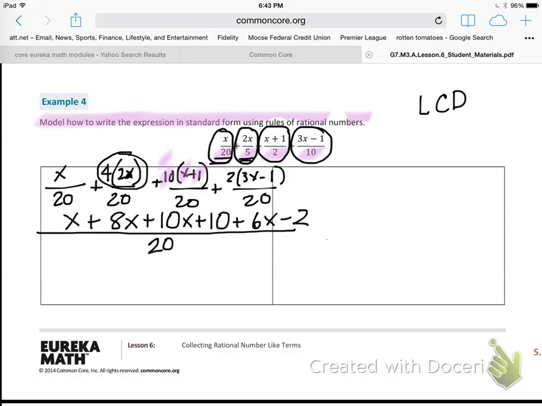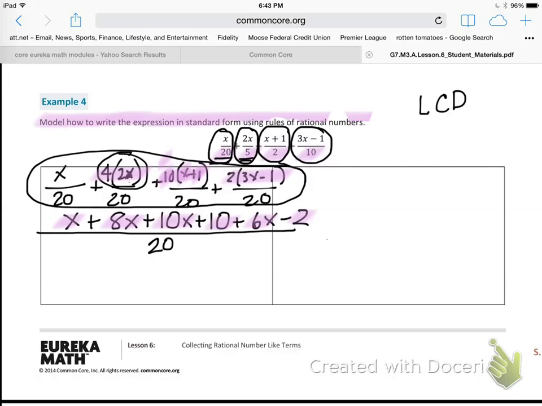So now we have taken all of this here and distributed out all of our numerators, and they have now appeared down here. So we're using the distributive property as well. Now we need to combine like terms. We have two types of terms: we have x's and we have just regular numbers.